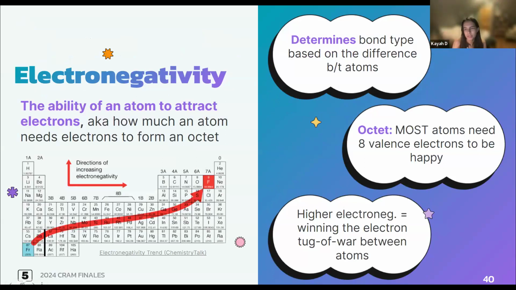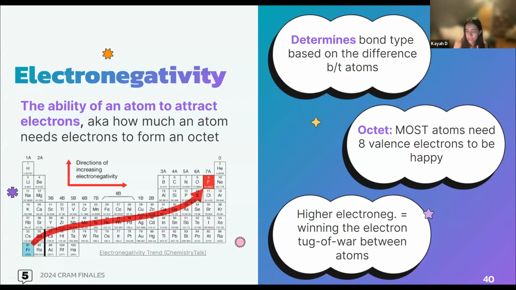And just to give you a professional definition, electronegativity is the ability of an atom to attract electrons, which is determined pretty much by how many electrons an atom needs to form that octet that they desire, right? And it determines the bond type based on the different types of atoms that are bonding together. Like I said before, the octet is what atoms really want. They want those 8 valence electrons to be happy.